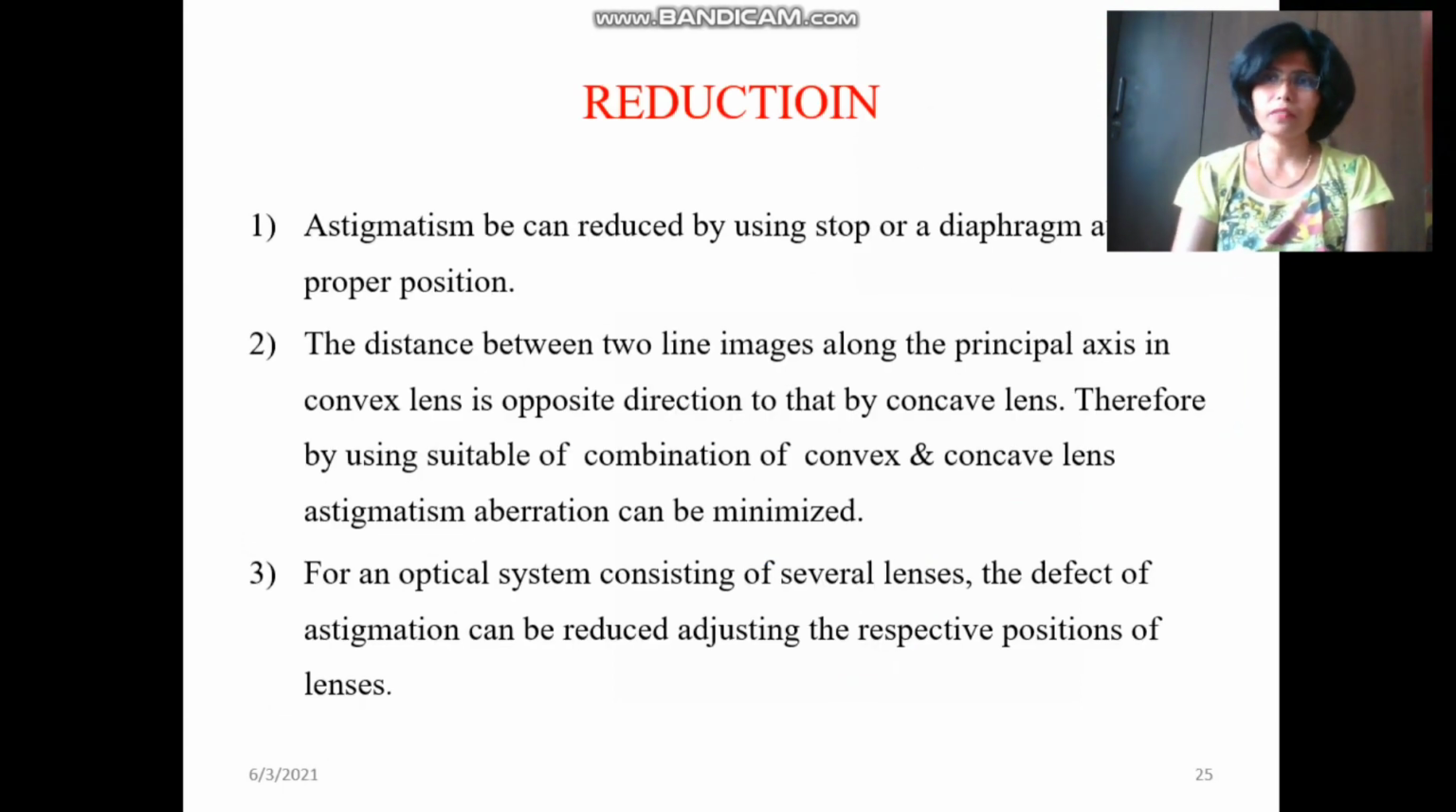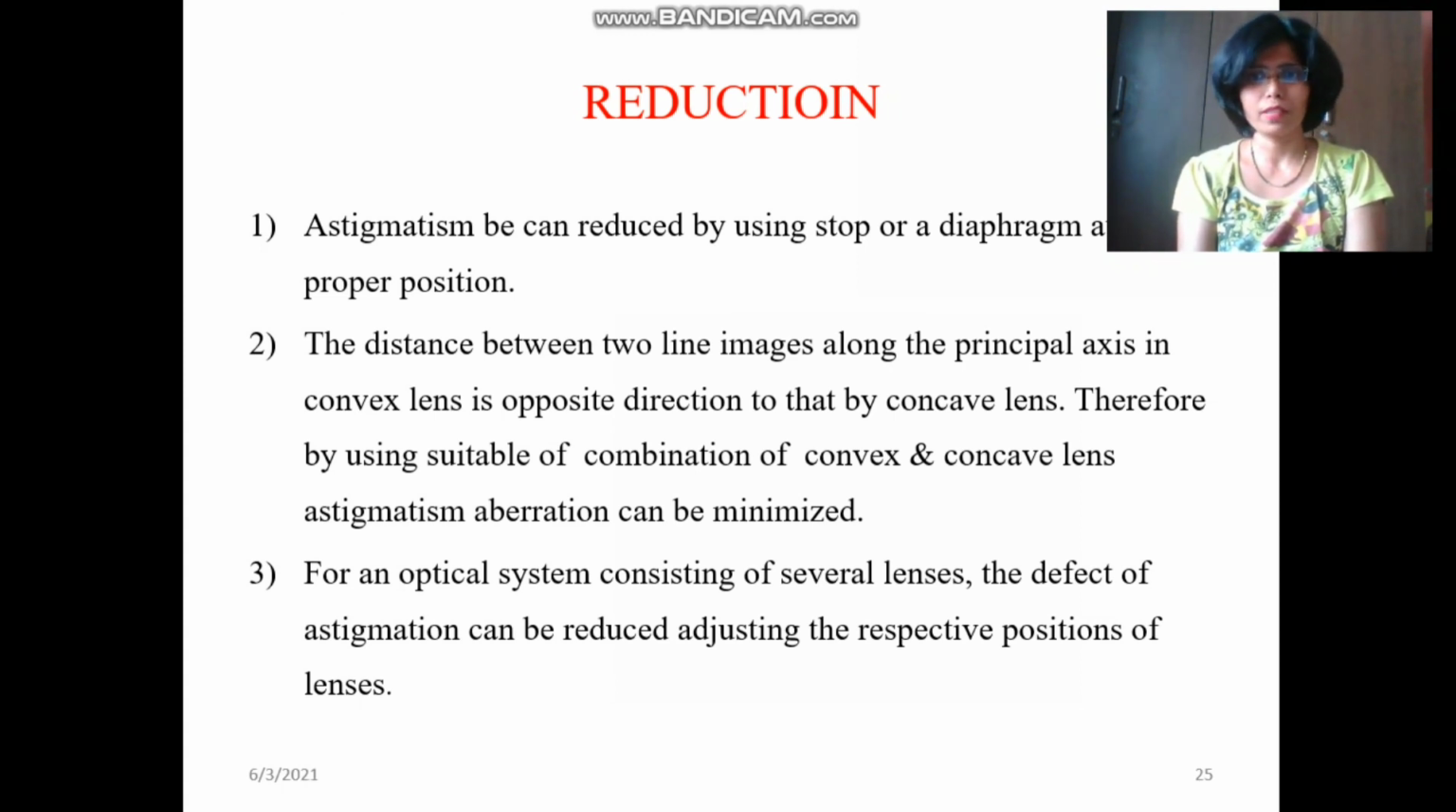So here are the different methods to reduce astigmatism. The defect of astigmatism arises due to the large inclination of the rays with the axis of the lens. Therefore, if the rays making larger angles with the axis of the lens are cut off by placing a stop in the proper position, the lens may be corrected for the defect of astigmatism.